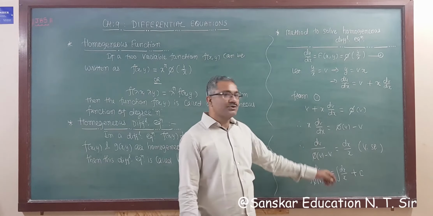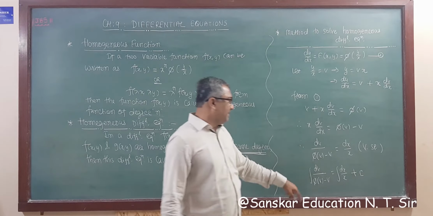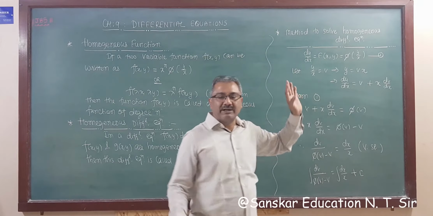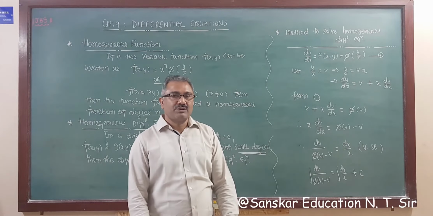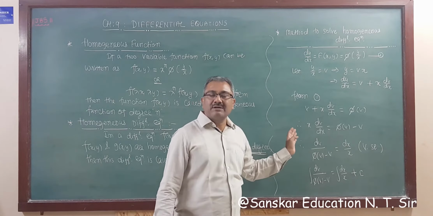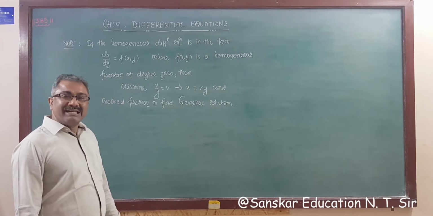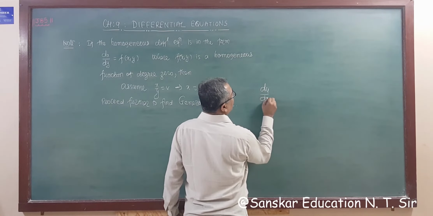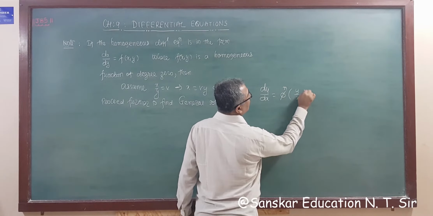So this is the solution of the homogeneous differential equation. And after replacing this v as y by x, you will get your final general solution, right? So this is the method to solve a homogeneous differential equation. Okay. Now we discussed a homogeneous differential equation dy by dx is equal to function of y by x, right?